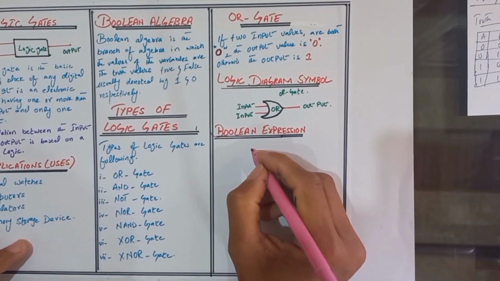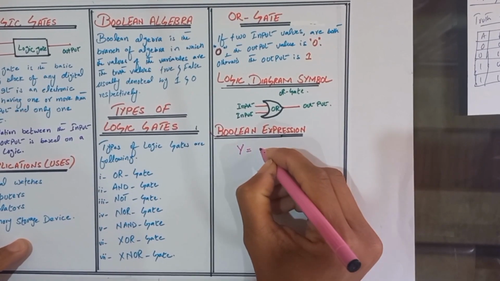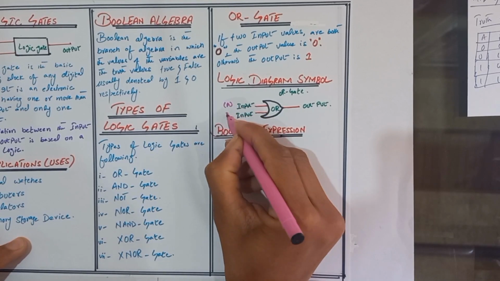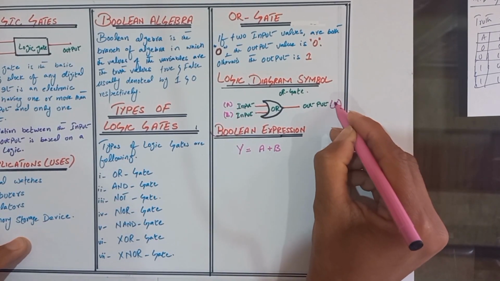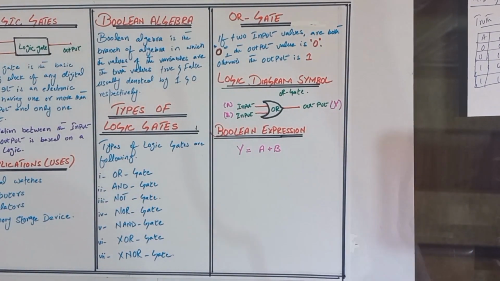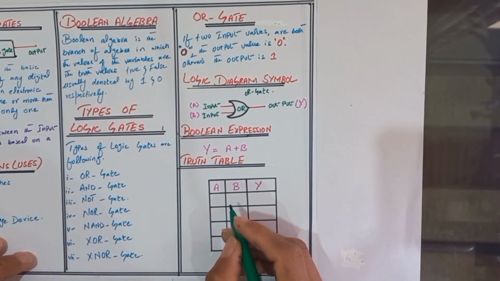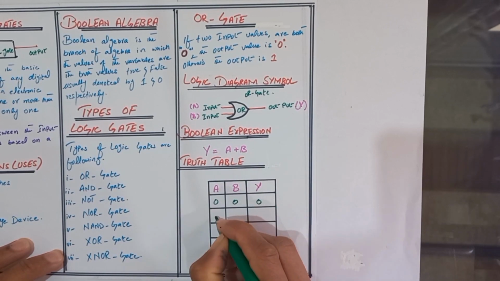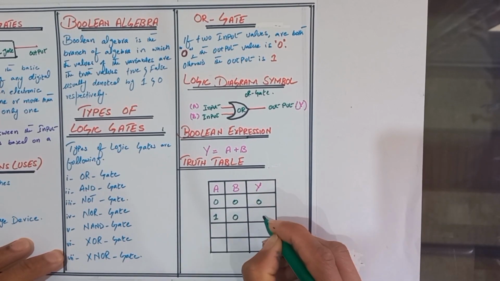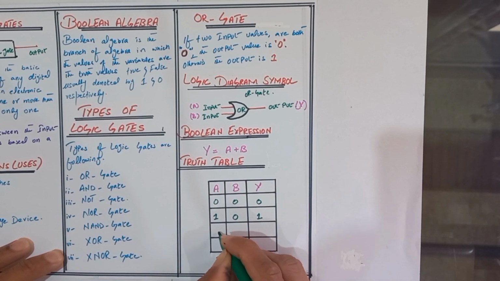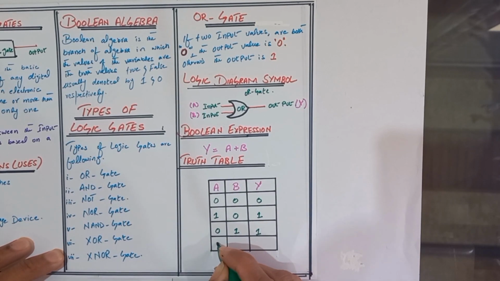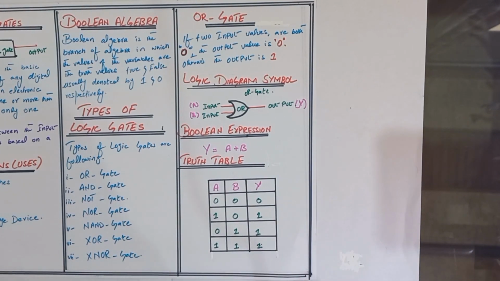The Boolean expression of the OR gate is denoted by Y = A + B. Here we give the input names: one input is A, another input is B. So the output we get is Y, that is Y = A + B. Now we draw the truth table of the OR gate. If both inputs are 0, then the output is 0. If one input is 1 and the other is 0, then the output is 1. If one input is 0 and the other is 1, we also get 1. If both inputs are 1, the output is also 1.